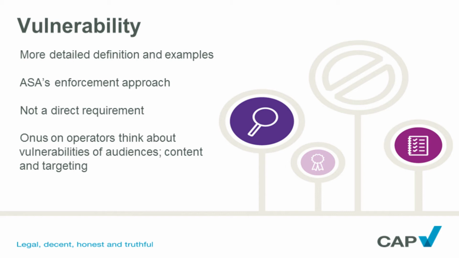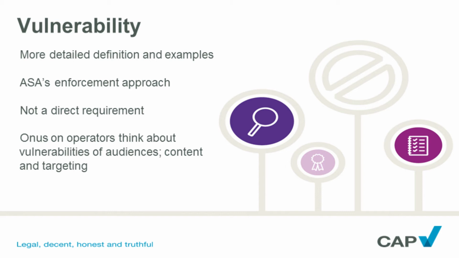There isn't a direct requirement under the part of the guidance which talks about vulnerability, but what we want operators to think about is the potential vulnerabilities of their audiences and ensure that their content and their targeting approaches meet those vulnerabilities. So let's go through some of the subjects covered in the guidance.